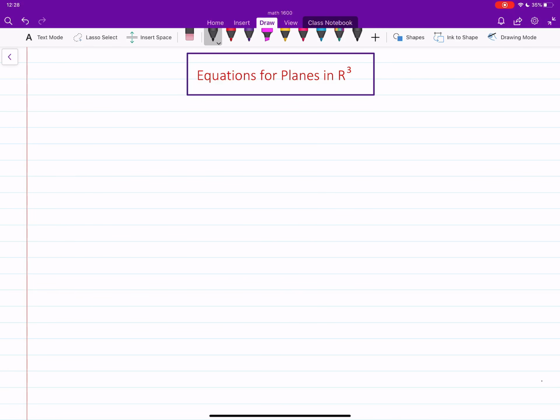So let me start by saying that, to describe a plane in R3, there are two ways. One is using a normal vector. The other one is using direction vectors. I'll get back to it in a minute, but let's just see what is the idea behind the normal vector.